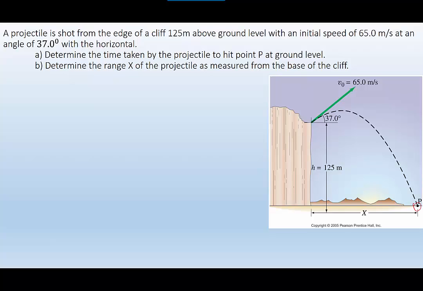So to start with, let's write down what it is we know. Well, luckily we've been given a diagram here, so we know the initial velocity is 65 meters per second. We know the initial angle is 37 degrees. We know the height is 125 meters. So now we just have to add in a couple of other things. We know that acceleration is equal to gravity, and because it is in the downward direction, we know then that we're going to call it negative 9.8 meters per second squared.